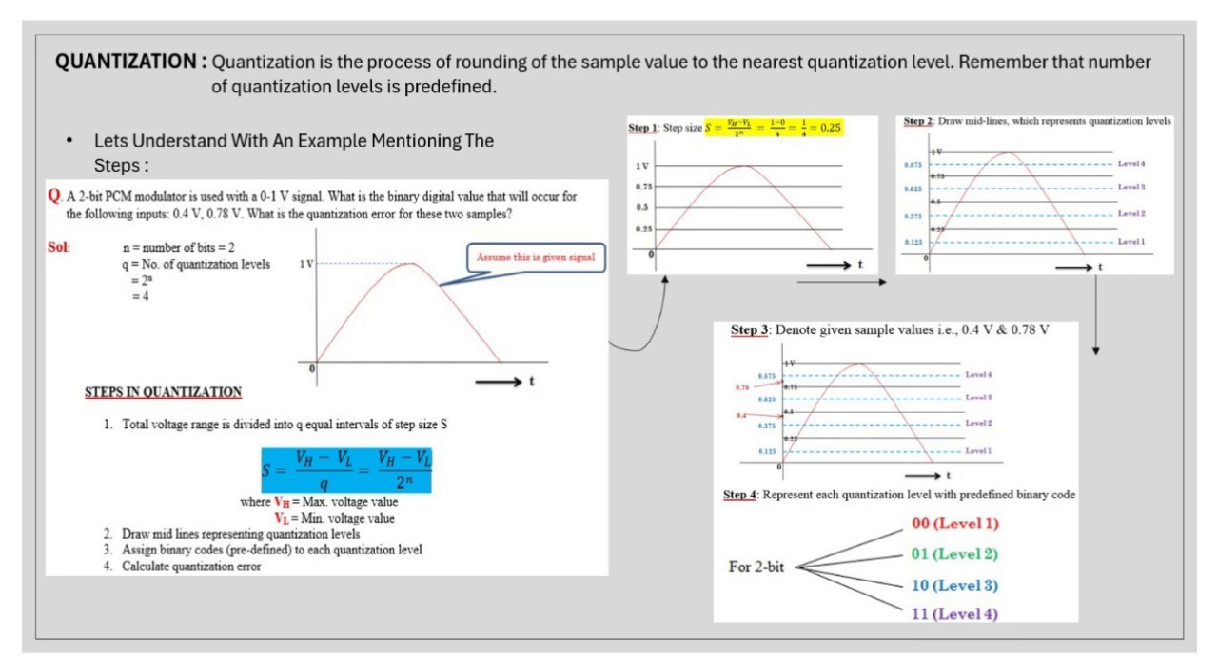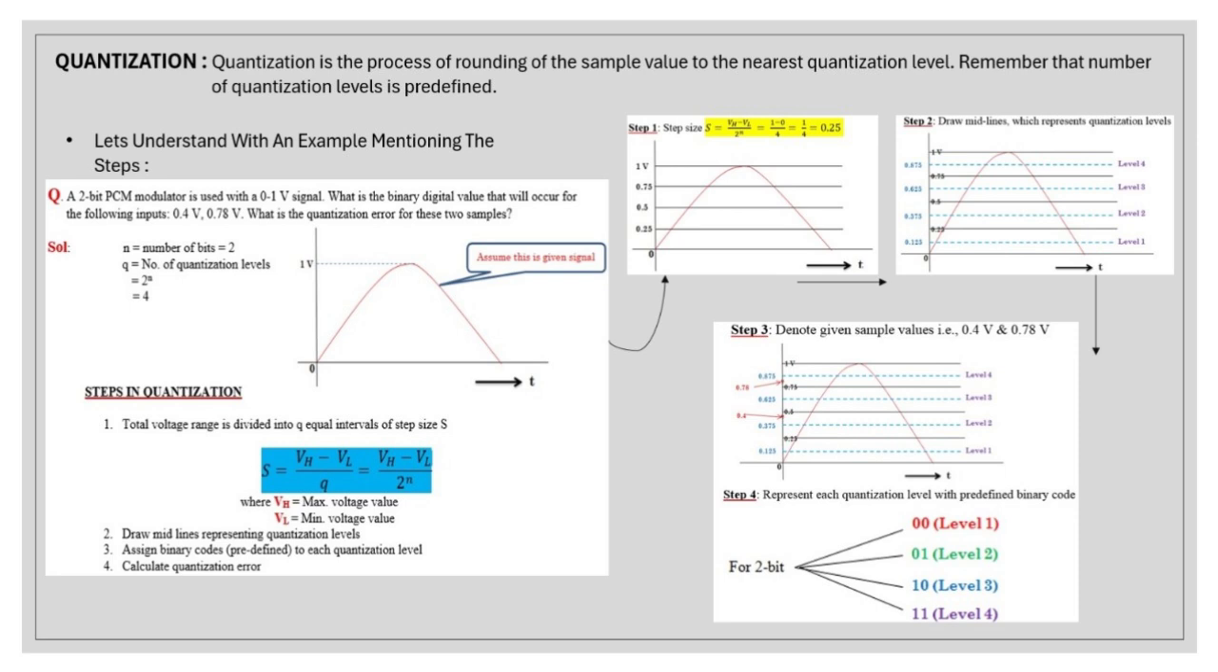At step 1, the total voltage range is divided into q equal intervals of step size s. Here, the step size or q is predefined as 4. We can see that in step 1, the calculation is set on 4.